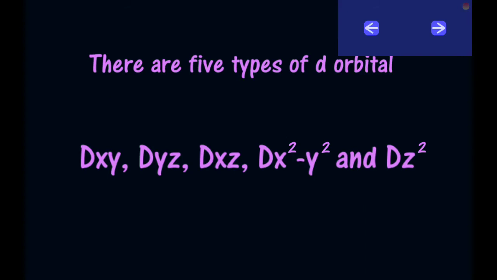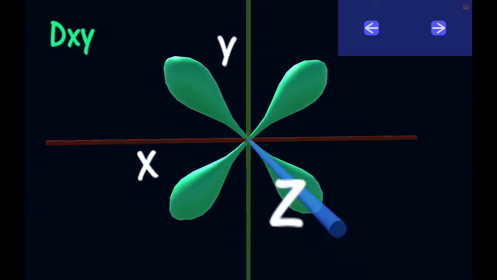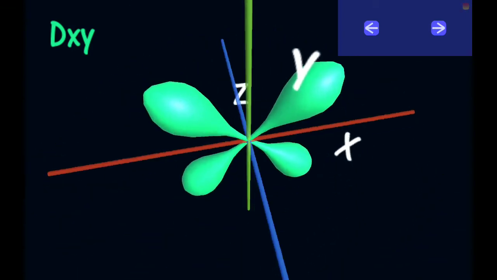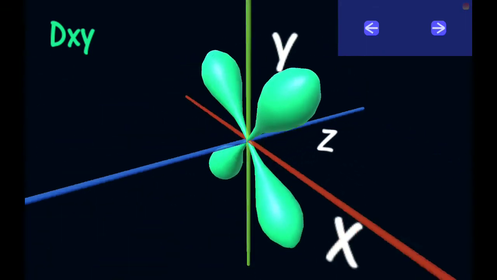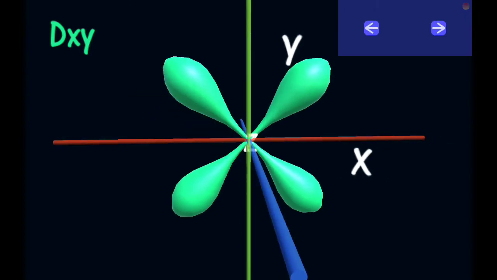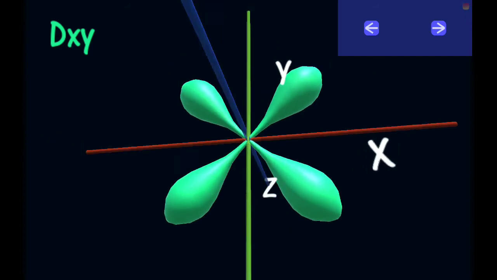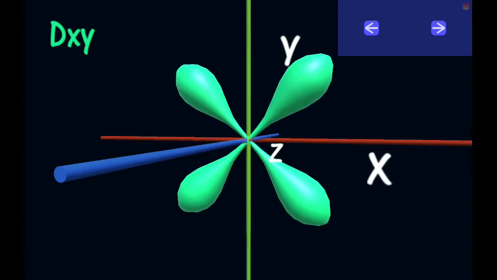Now there are 5 types of d orbitals: dxy, dyz, dxz, dx square minus y square and dz square. Now this is dxy. Dxy is basically on the xy plane, but this is actually 3D. You can see along the z axis there is no probability of finding the electron. The red colored rod shows the x axis, while the green colored rod is the y axis and the blue colored rod is the z axis. So you can see this is dxy.